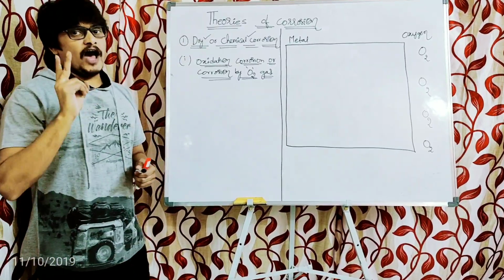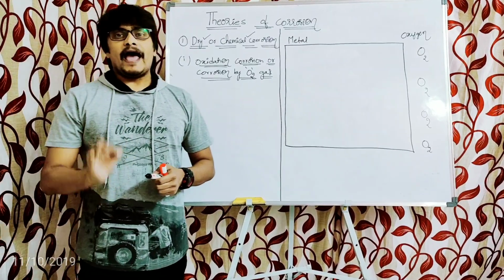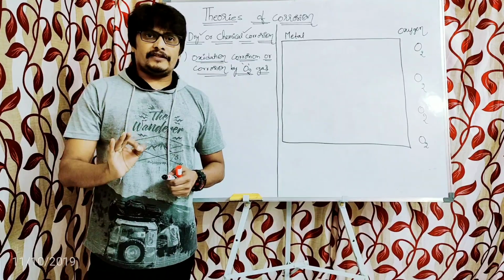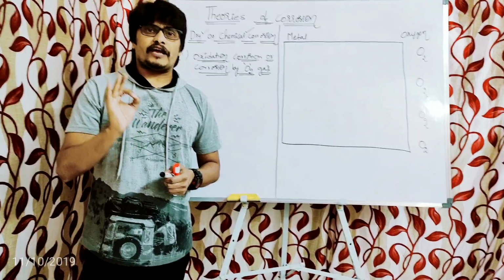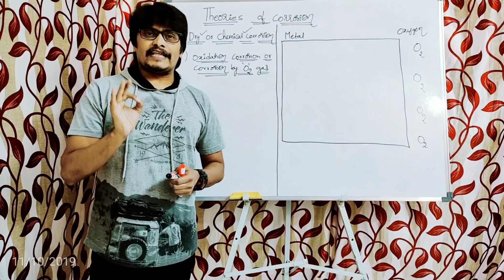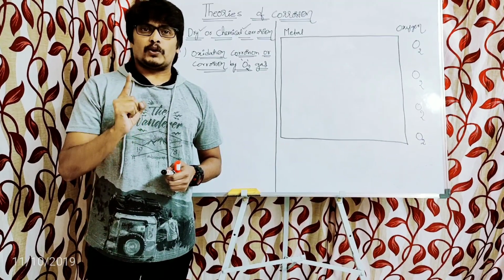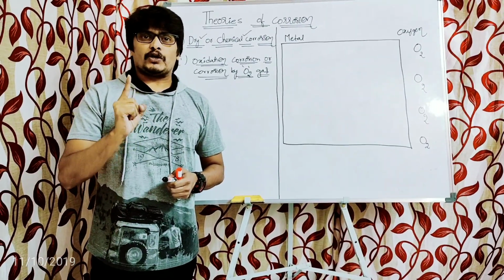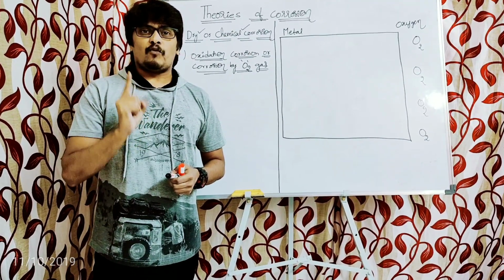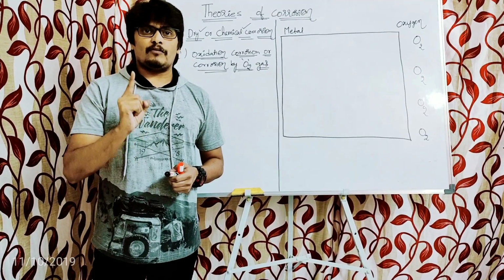So basically we have two theories of corrosion. The first one is dry or chemical corrosion, and the second one is wet or electrochemical corrosion. Before I explain the first theory, I would like to say that among dry or chemical corrosion and wet or electrochemical corrosion, wet or electrochemical corrosion is the major destroyer of the metal, because it is the one which mainly deteriorates the metal when compared to both.